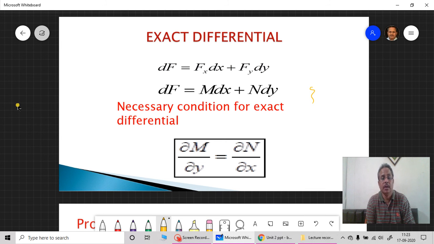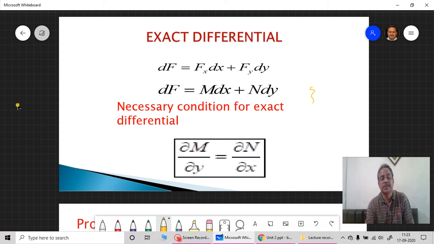Today we will discuss another important topic from our module 2, or chapter 2, that is partial differentiation. Today we are going to discuss the concept of exact differential, what exact differential means, how it is useful, and what are the other implications of that.